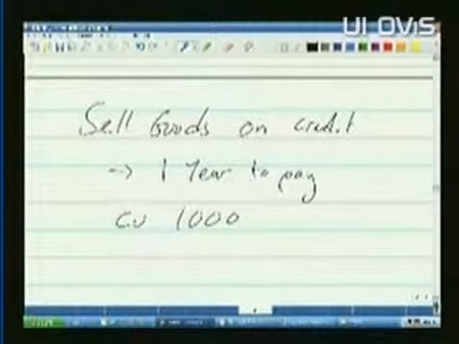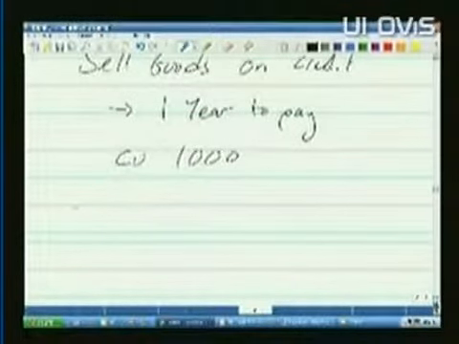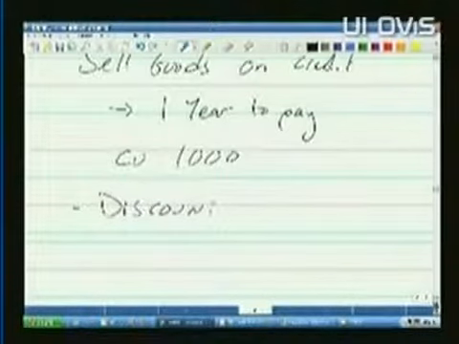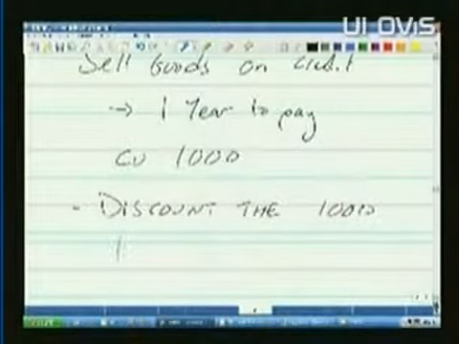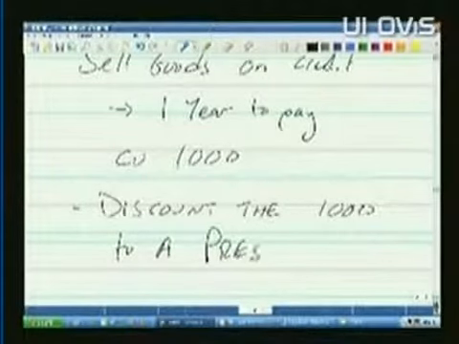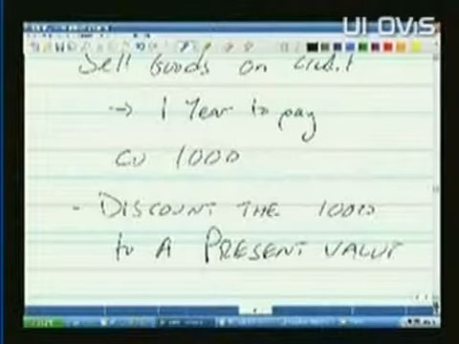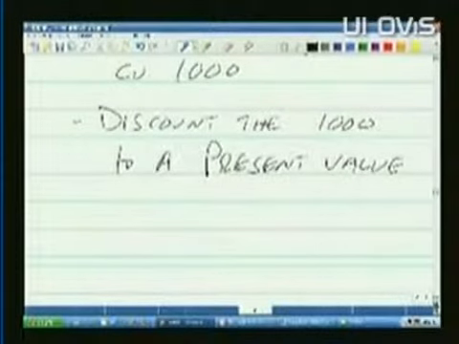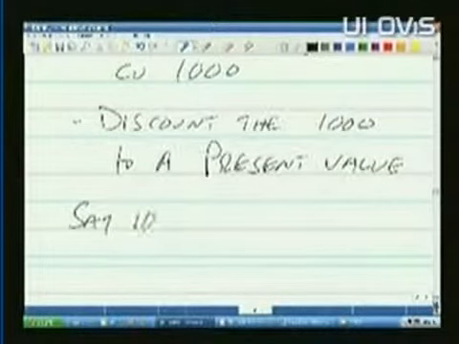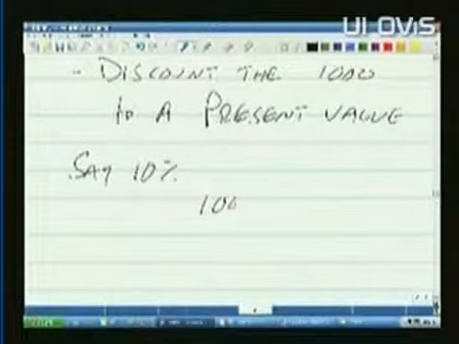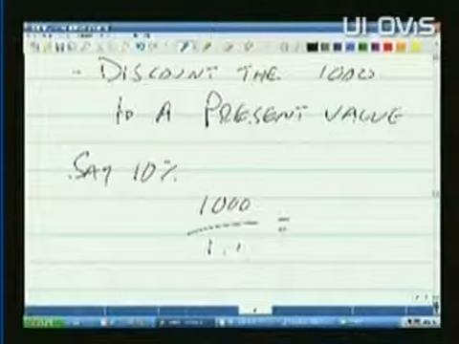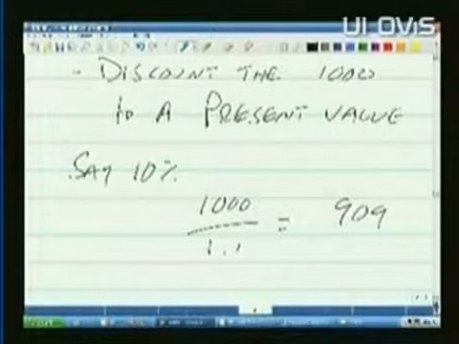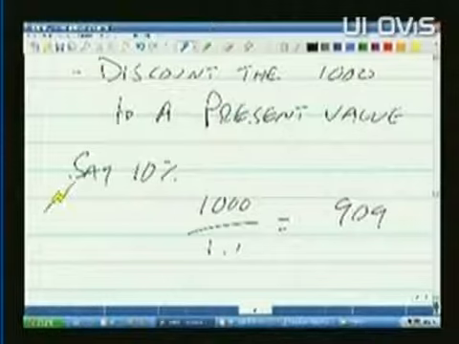Well, if I've got to pay 1,000 currency units in 1 year's time, as we all know, that's not the same as 1,000 currency units today. So what I would need to do is discount the 1,000 to a present value. And I would use my cost of capital to do that. So if my cost of capital is, say, 10%, then I would take 1,000 divided by 1.1, which is going to give me 909. So I'm discounting the receipt of 1,000 currency units in 1 year's time back by 1 year.